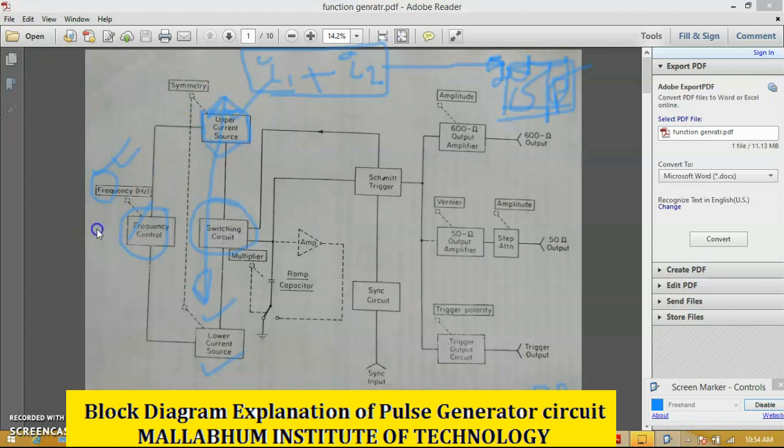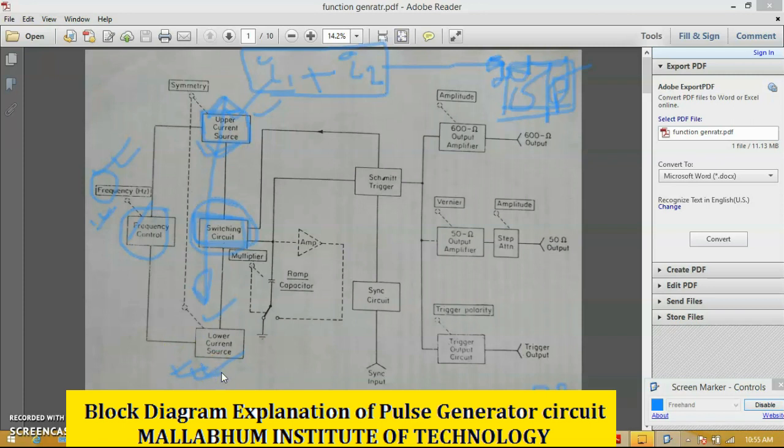First of all, the frequency control actually controls the sum of the currents of these two. Next there are the upper current source and the lower current source. Now the upper current source and lower current source are not both active at the same time, only one of them is active at a time. That is determined by the switching circuit. So at any instant of time, if you look at the circuit, you find that either the upper current source is on or the lower current source is on.